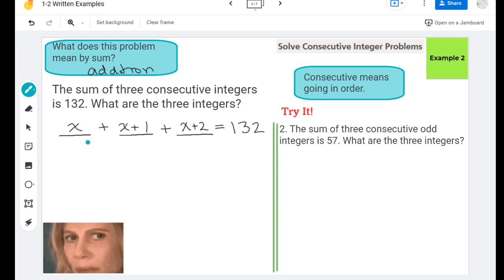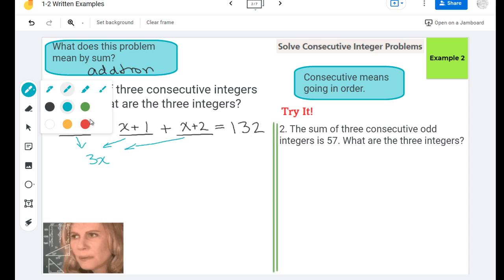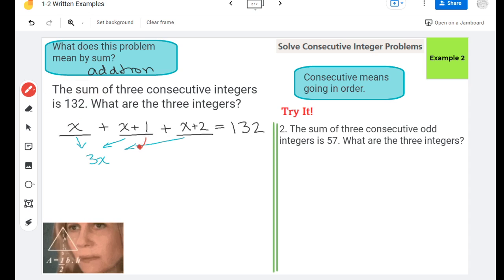So the first thing that I tend to do with these problems is I collect my like terms. So I have an x here, an x here, and an x here. So altogether, I have 3x. I also have a plus 1 and a plus 2. Together, that's adding 3 to this problem. So now I have an expression, 3x plus 3, that will get me the value of x if I solve for it. So it'll get me my first counting number. And then I could get the other 2 values from there.